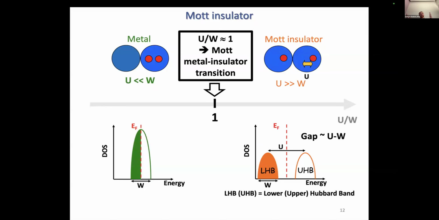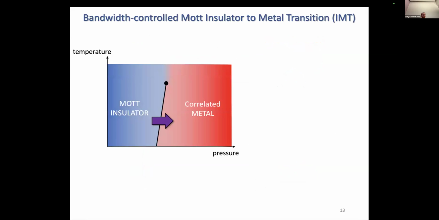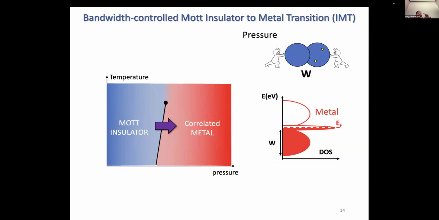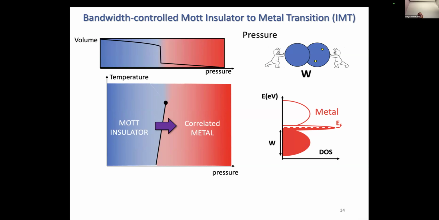Playing with these two parameters, the on-site Coulomb repulsion and the bandwidth, you can induce an insulator to metal transition. On a simplified phase diagram, you can draw a line which splits the insulator state from the correlated metal state. The easiest way to tune it is by applying pressure. When you apply pressure, you increase the bandwidth, and you create a quasiparticle peak at the Fermi energy, and you close the gap. This transition is also related to a volume change.